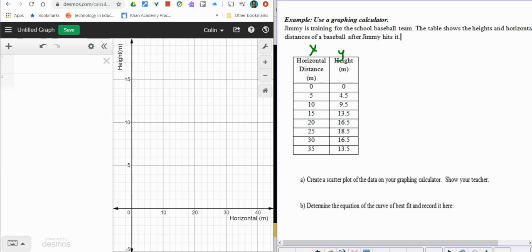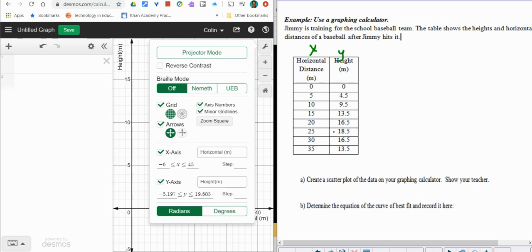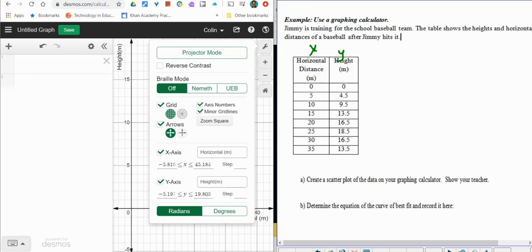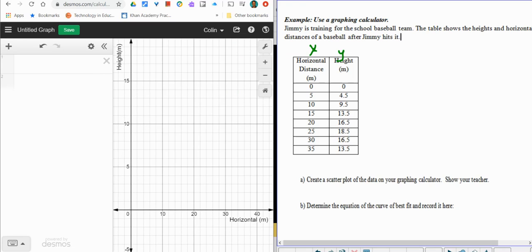There's our grid. There are a couple neat things that you can do. You can actually reverse the contrast, make it a dark thing like that. Kind of neat. But I think I like the white background. It's easier to see things. Okay, so again, what did we do last time?